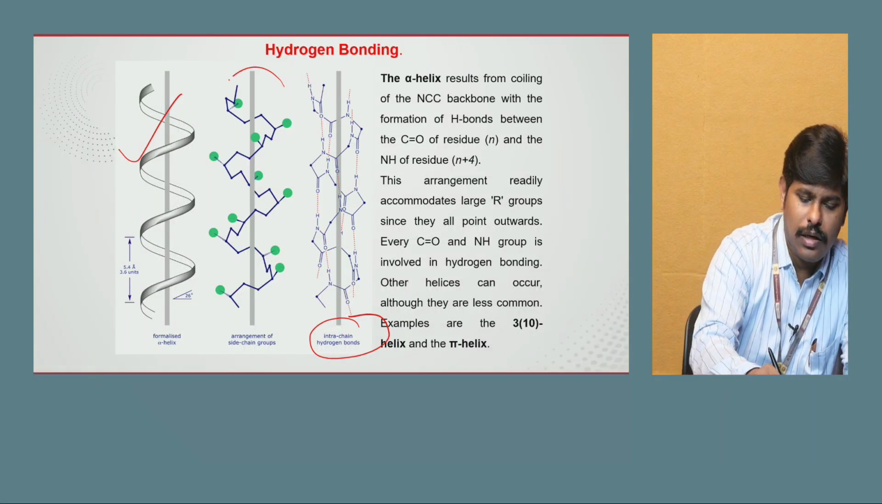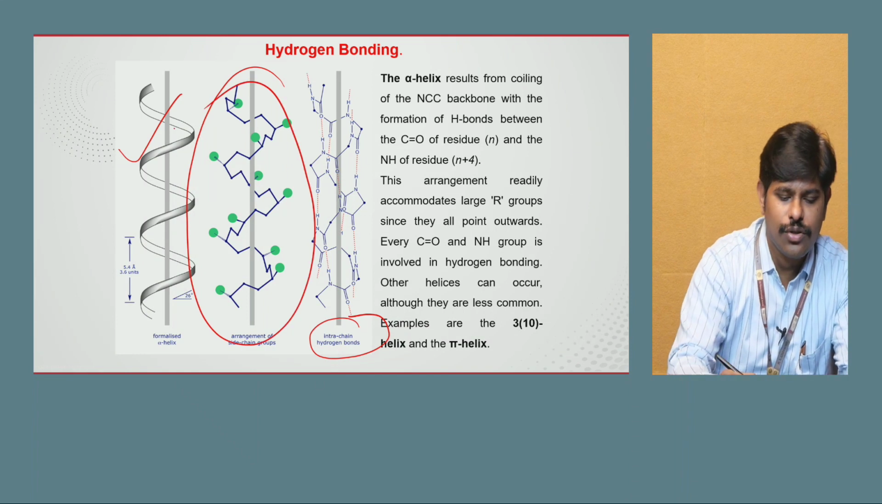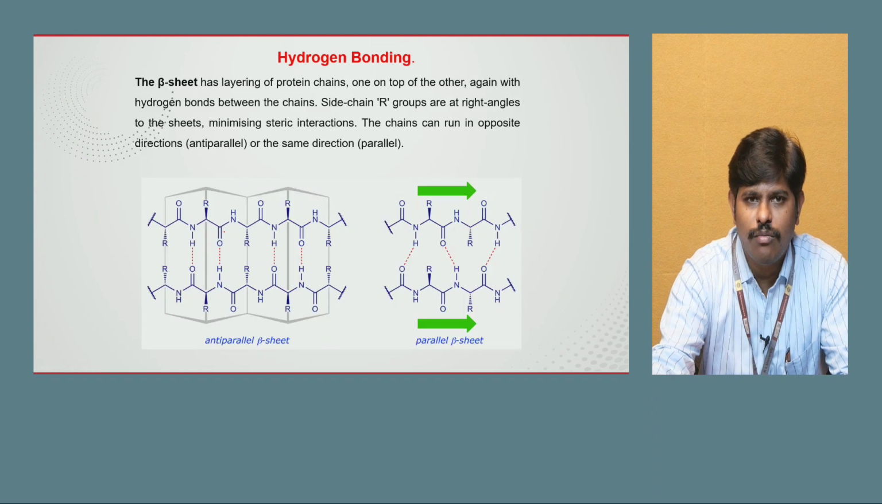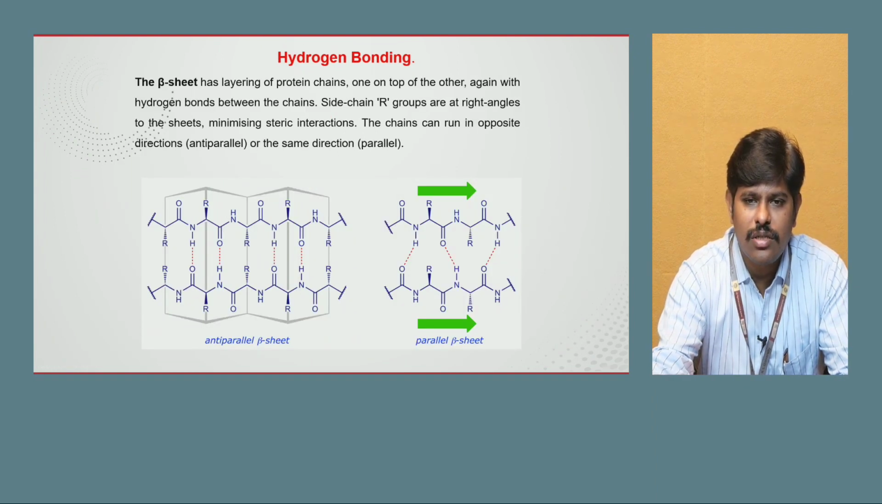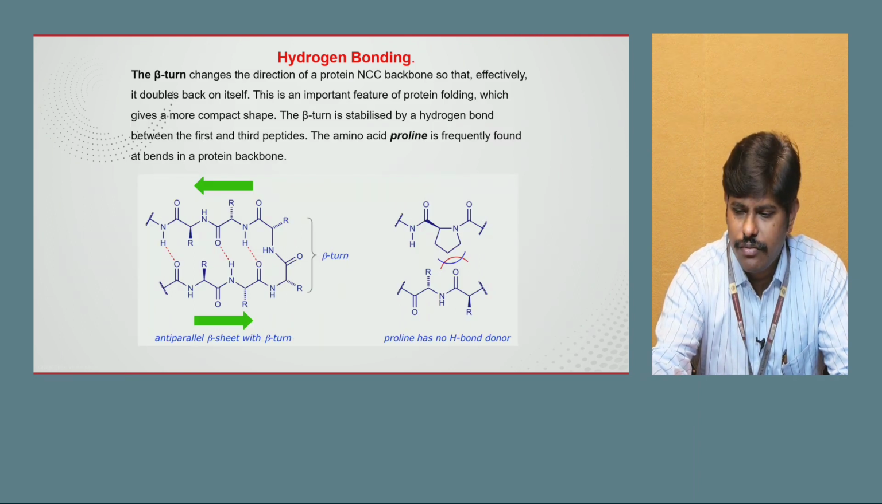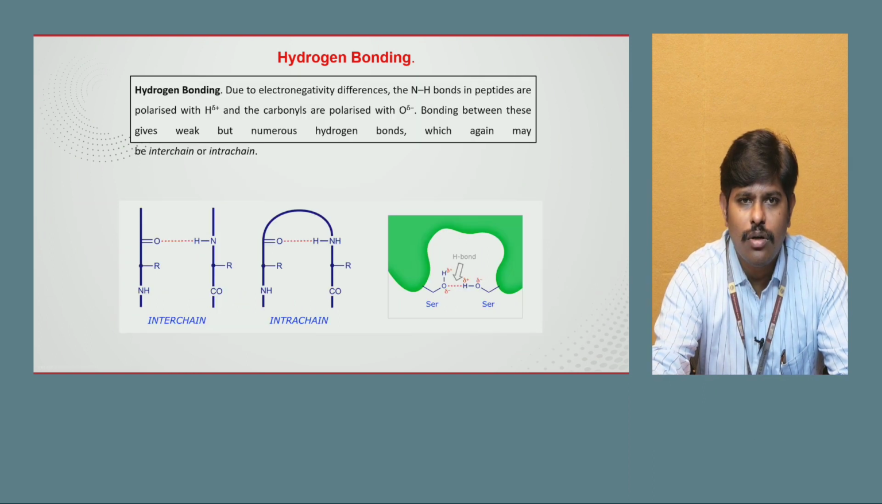So the arrangement of side chains is shown with green color, which can form the hydrogen bonds here. And similarly beta sheets also, the hydrogen bonds between parallel chains and anti-parallel chains here. And only proline, the amino acid proline, cannot fit into alpha helices or beta sheets; it forms a helix breaker here, because it does not have any hydrogen bond donor here.